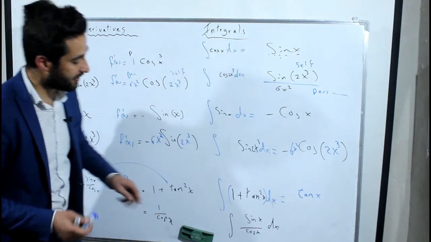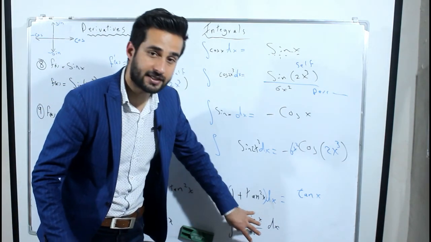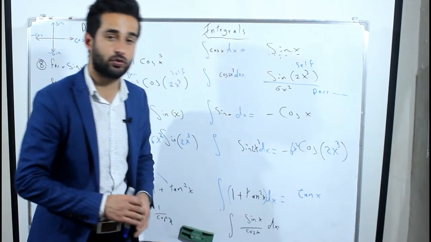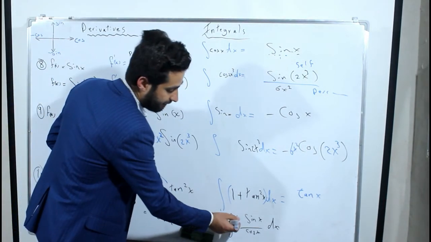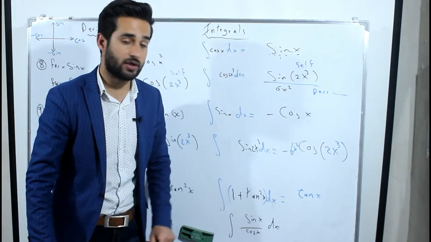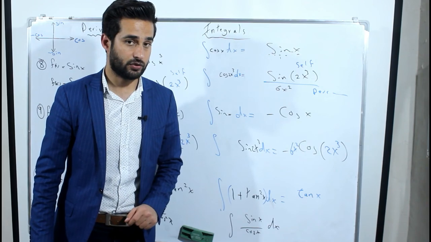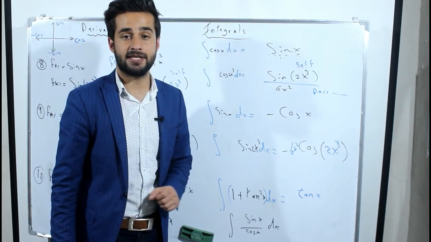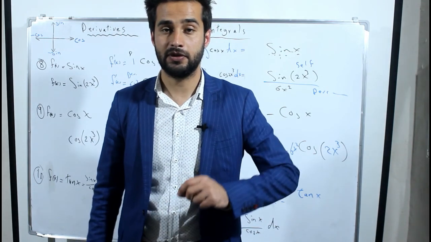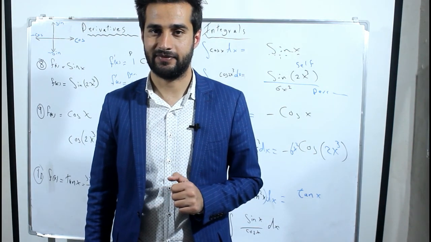Can you think about the integral of this? Can you find the derivative of which function becomes sine over cosine, even if we have a negative in the front of sine x and if we don't have the negative in the front of sine x? Can you think about this? In the next video I'll explain this. I hope you find the solution.